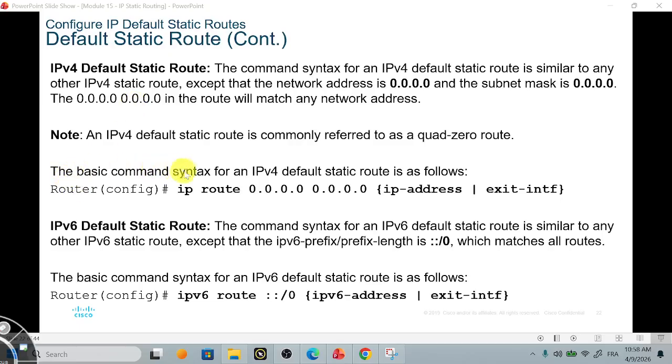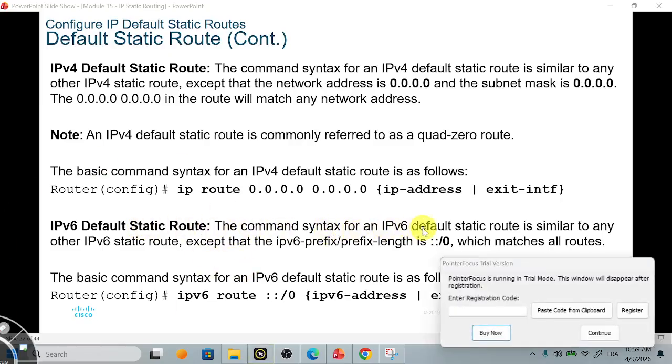The basic command syntax for an IP version 4 default static route is as follows. IP route, as previously, the destination network is 0.0.0.0, then the subnet mask, then the IP address of the next hop. Remember, this is the next hop, and this is the exit interface to reach the next hop IP address. Or, this is or. IP version 6 is the same.